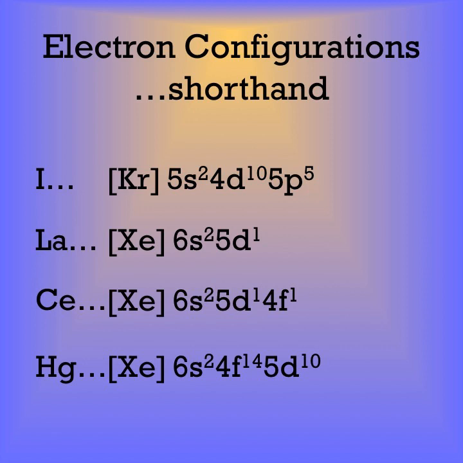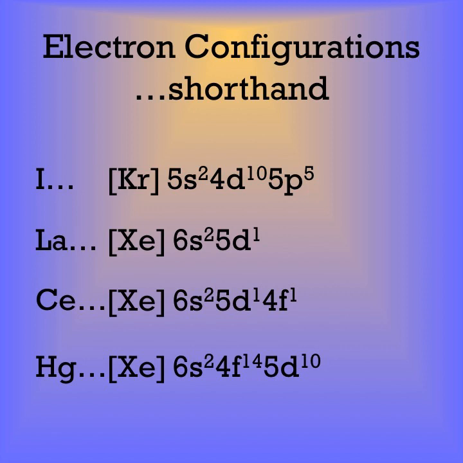And notice to get to mercury, I have to finish the 4Fs. So I'm going to go from cerium over to lutetium. I shouldn't even have to count. I know that they can hold a maximum of 14. So I then write 4F14. I come back and I continue in the 5Ds and count all the way over to mercury, so it's a total of 10 in 5D. So Xe in brackets, 6S2, 4F14, 5D10.